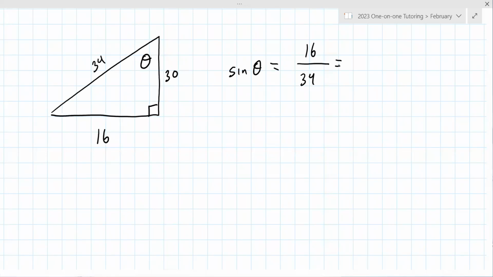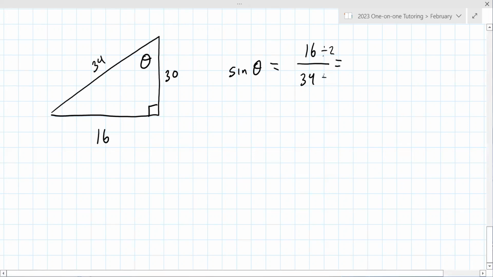Can you reduce this fraction? No, you can't. Can you divide both of these by 2? Yes. Okay, that's 8/17. Very good.